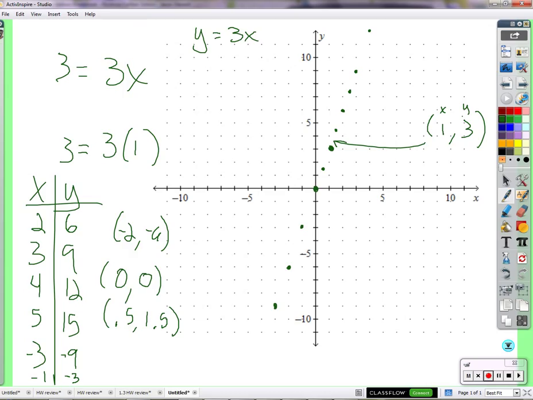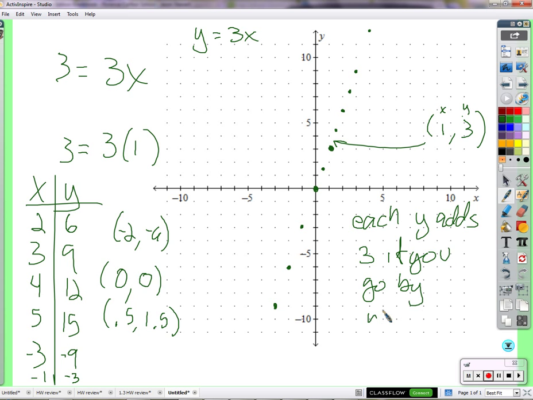Danielle? Well, because on here, if you take 1 times 2, you're just going to get 2. If you take 3 times 2, you're just going to get 6. And you just keep applying that as you keep going on. For this one, each y adds 3 if you go by whole numbers. It's just a straight line, and since there's tons of different decimals, you're still going to get the decimals between the whole numbers, and it'll just keep going because all the decimals have to kind of connect the points.